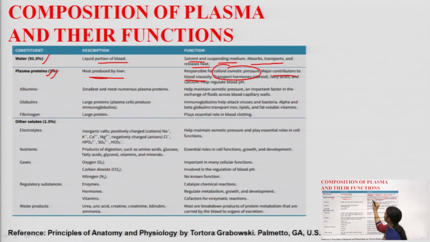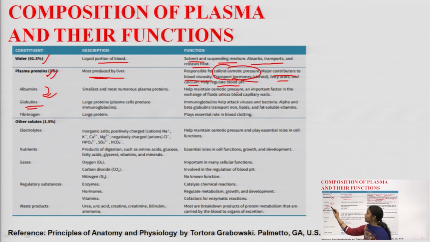They also contribute to blood viscosity. Blood viscosity is also essential. Plasma proteins measure the body's response to some diseases, transport hormones, fatty acids and calcium, and also regulate the blood pH. The first plasma protein is albumin, the smallest and most numerous plasma protein. It helps to maintain osmotic pressure, an important factor in the exchange of fluid across the blood capillary wall.